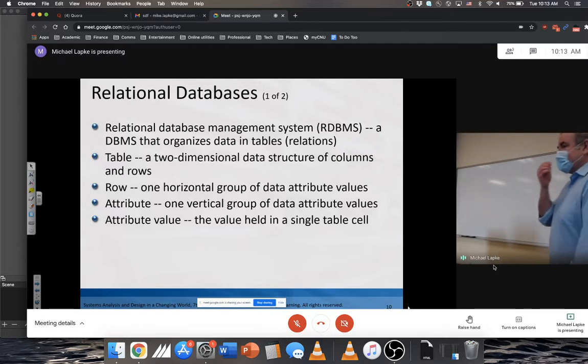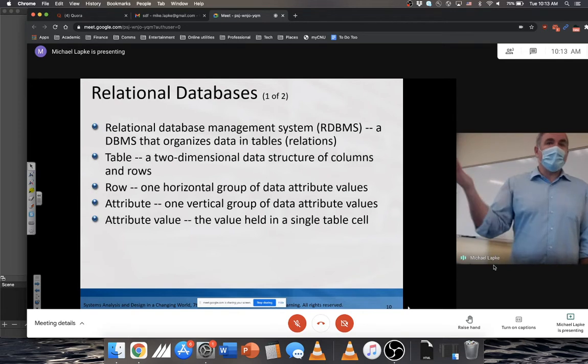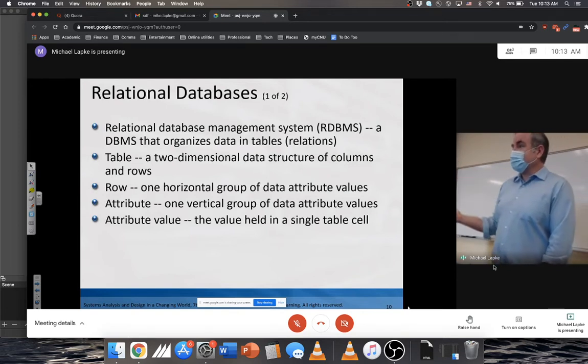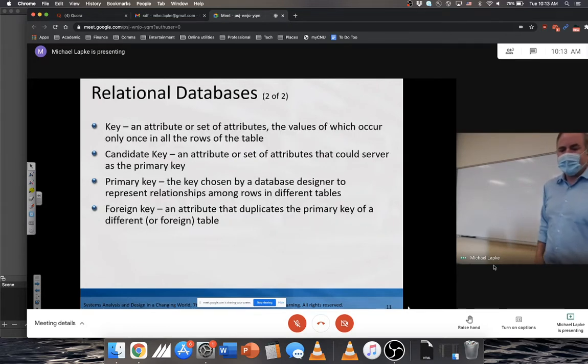So if I had a table for employees, a row would be a single employee, and a column would be a unit of information about that employee. So if I had a row for me, there might be a column that says first name, and the data in that would be Michael. And that's that last point there, the attribute value, the value held in a single cell.